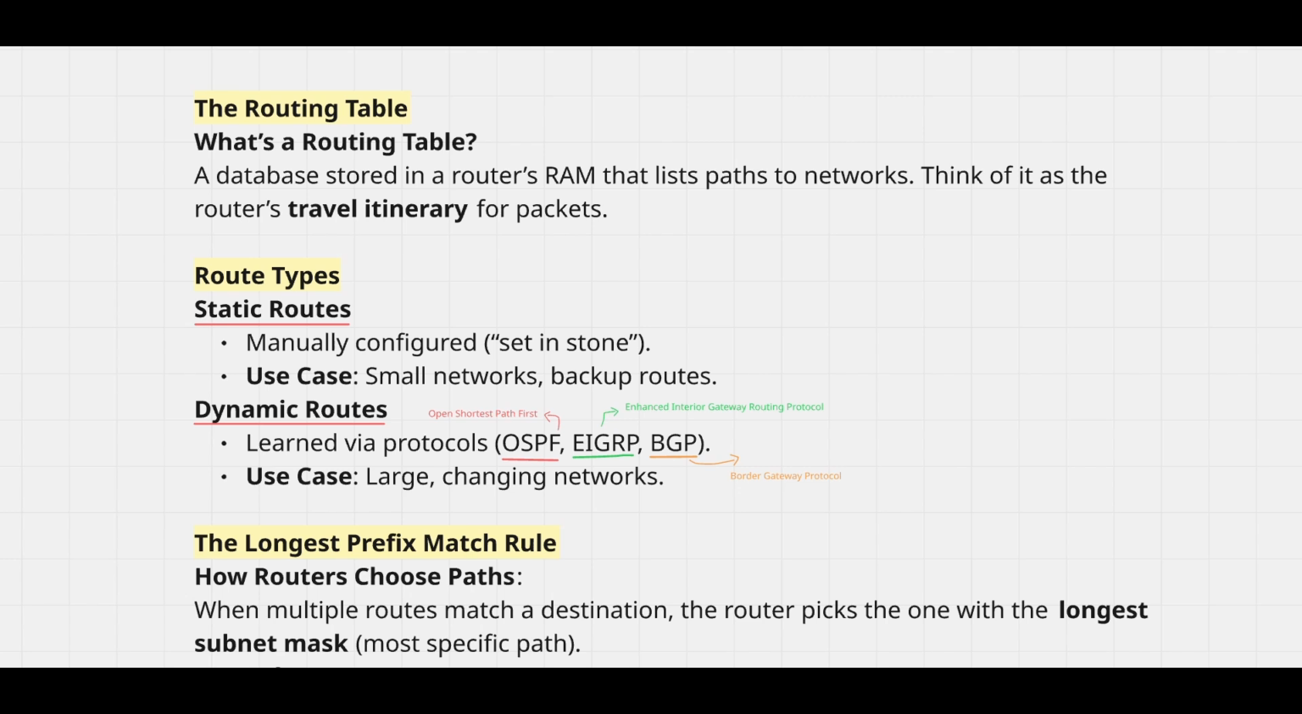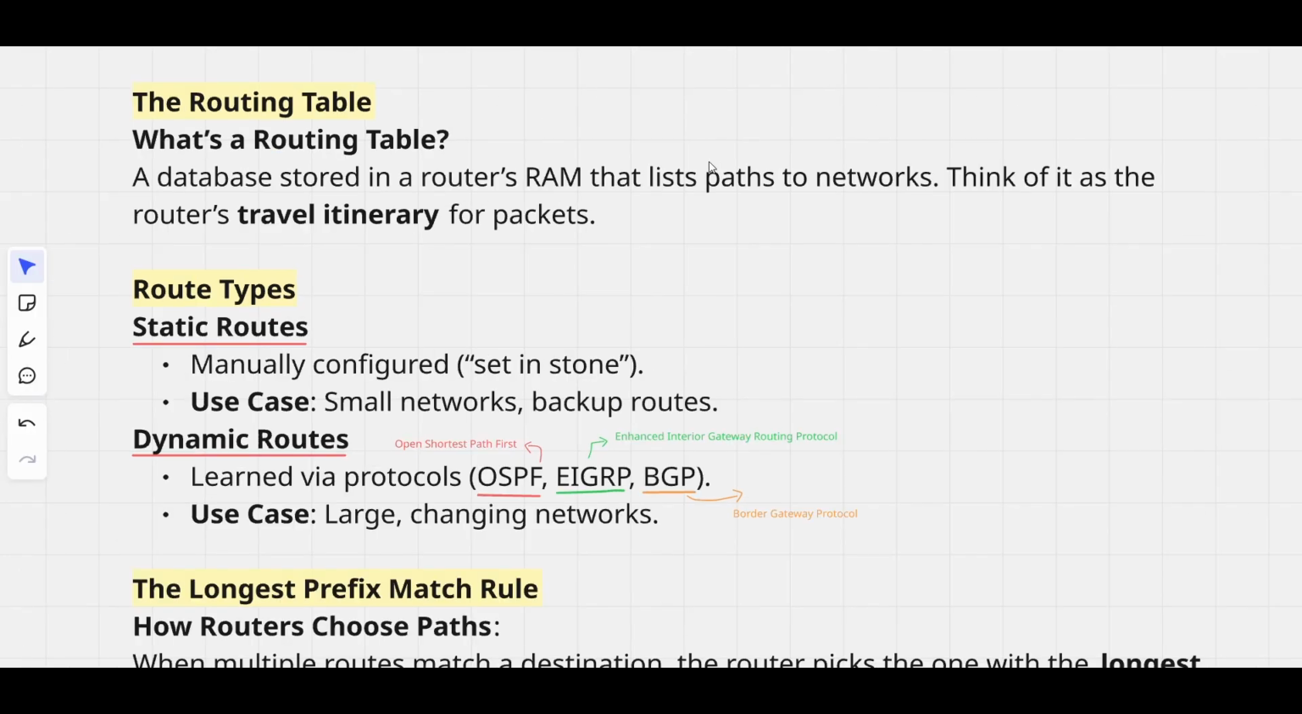Static routes are manually configured, but dynamic routes are learned via protocols like OSPF, which is Open Shortest Path First, EIGRP, Enhanced Interior Gateway Routing Protocol, and BGP, which is Border Gateway Protocol. We use static routes for small networks and backup routes, but we use dynamic routes for large and changing networks.